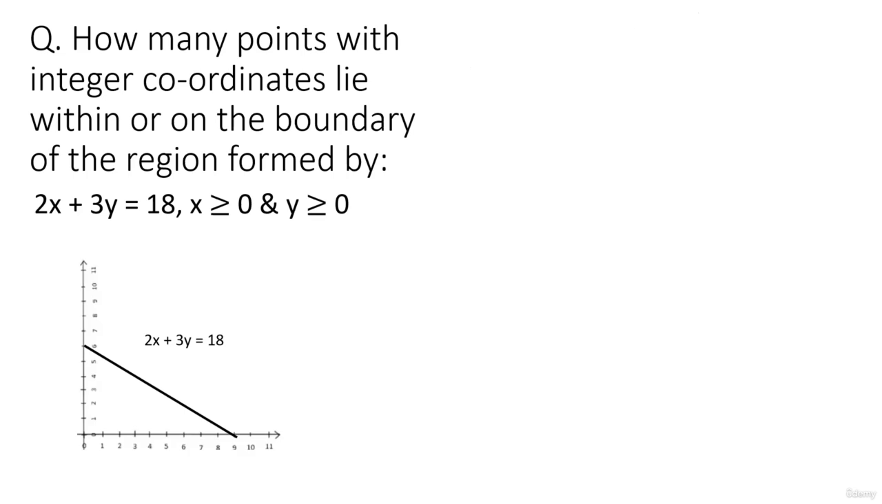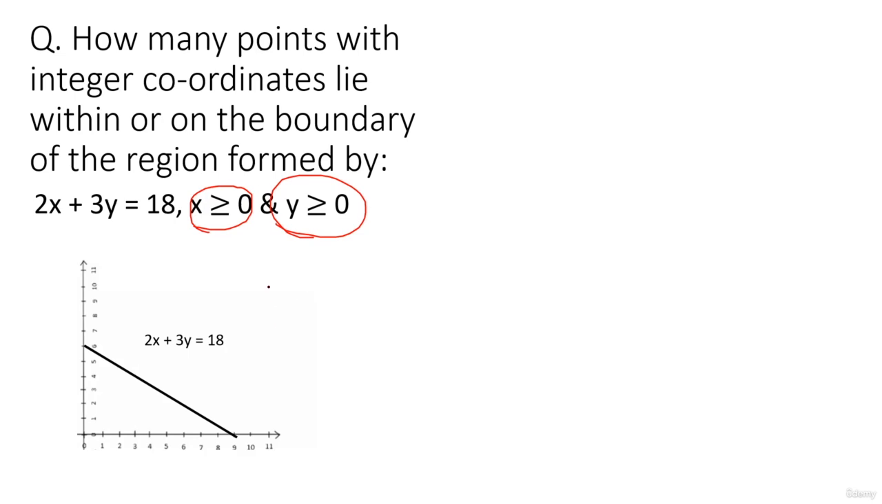As you can see, we already studied this before. Since x and y are both greater than or equal to 0, the values of x and y are non-negative, so the diagram will be drawn in the first quadrant. I have already drawn the graph of 2x plus 3y equals 18 in the first quadrant.